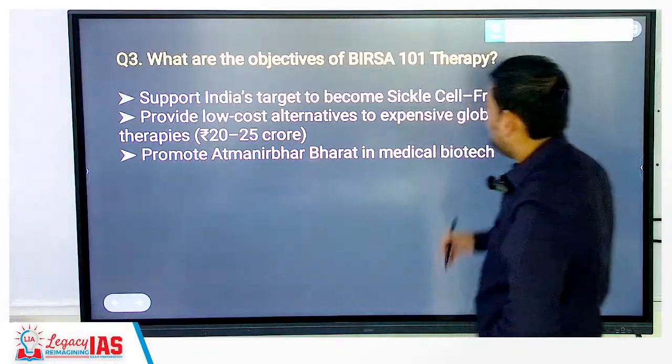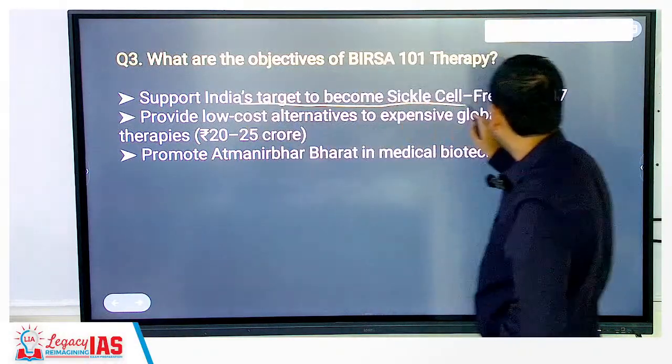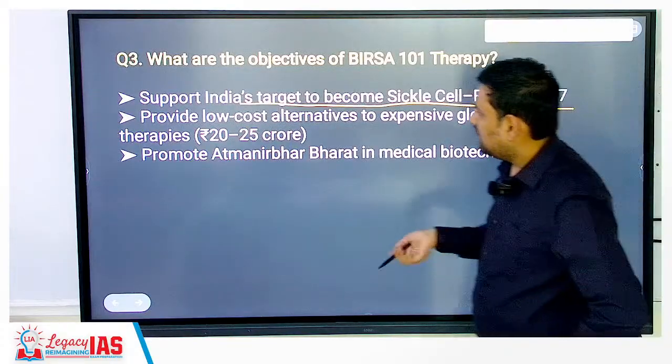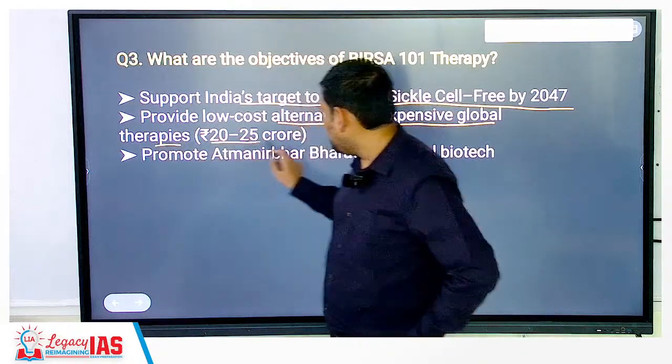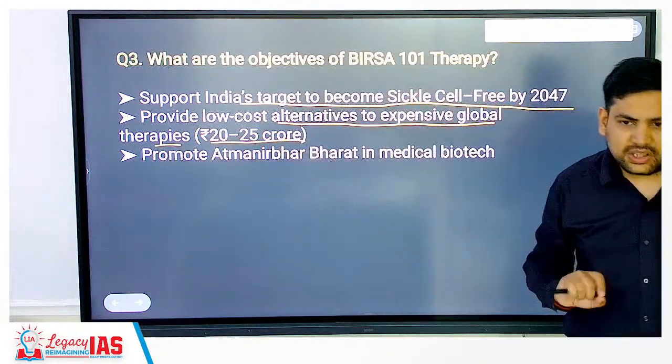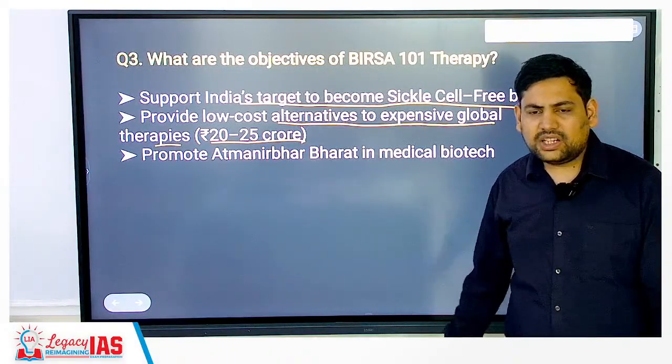So what are the objectives? The objective is to support India's target to become sickle cell free by 2047. This provides a low-cost alternative to expensive global therapies that cost 20 to 25 crores. We don't exactly know what the price for Birsa 101 will be. It is yet to be released, but it will be very low cost.